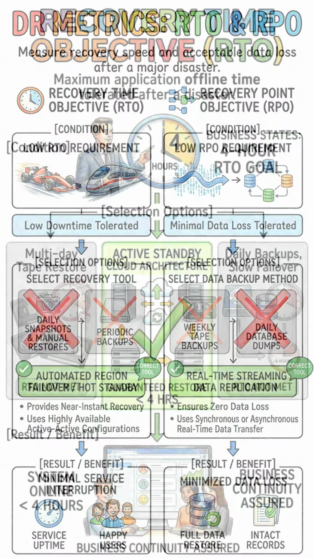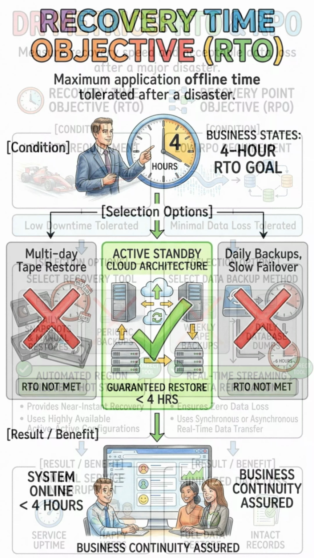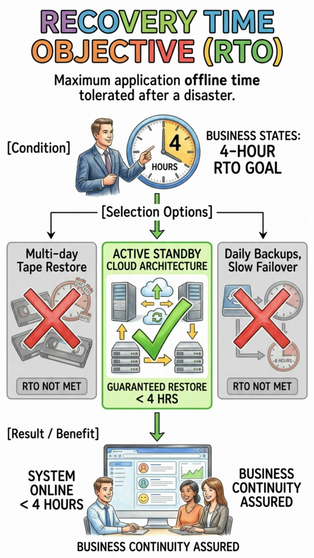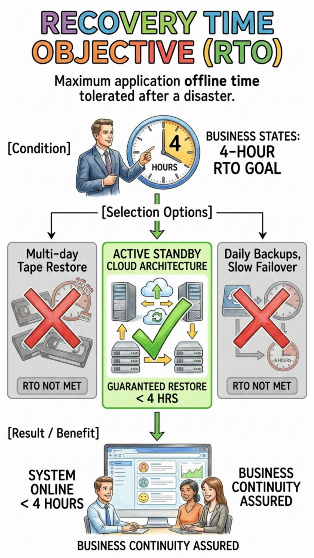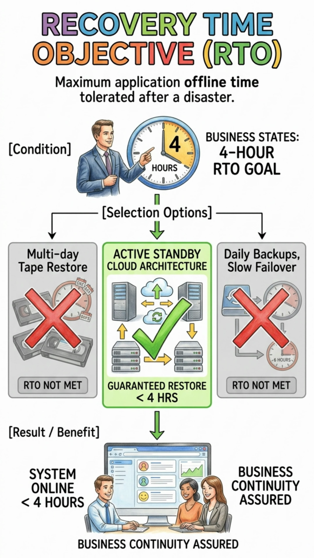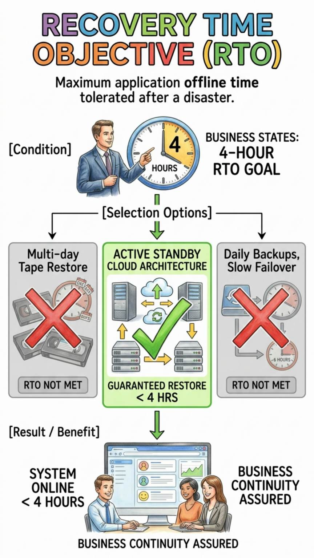The recovery time objective, or RTO, is the maximum acceptable amount of time your application can be offline during a disaster. If a business states they have an RTO of 4 hours, your recovery plan must guarantee the system is completely restored and running within that time frame. A shorter RTO always requires a more expensive and complex architecture, like maintaining a fully running standby environment.